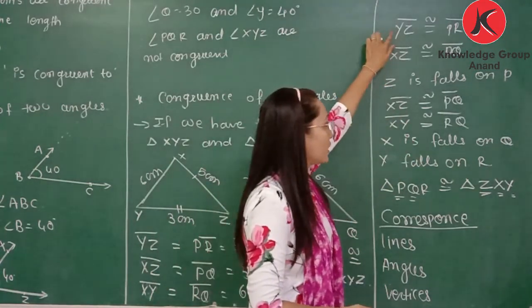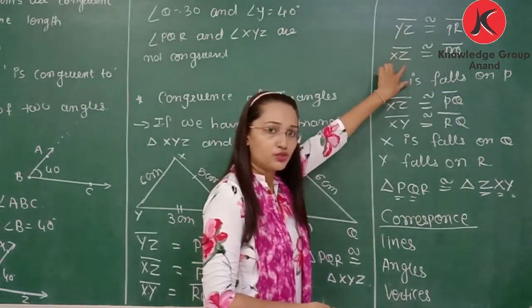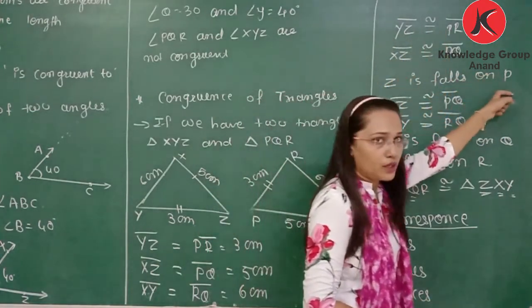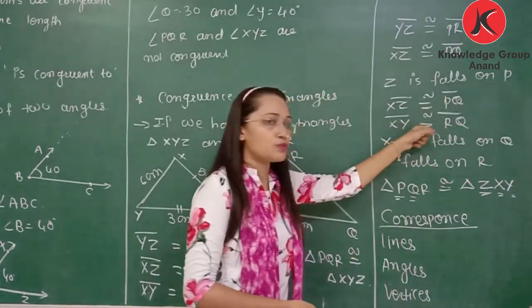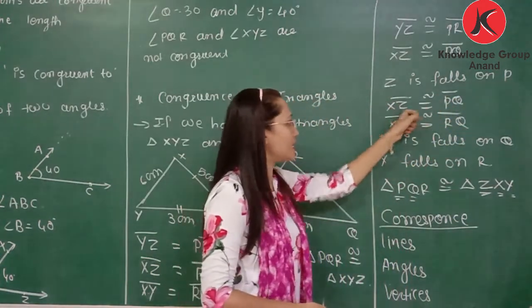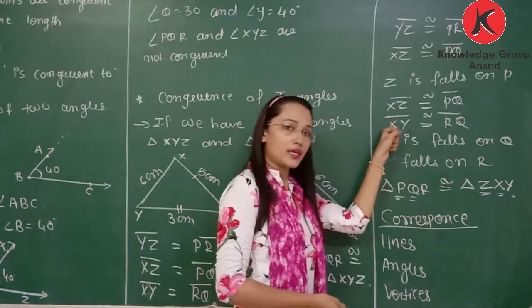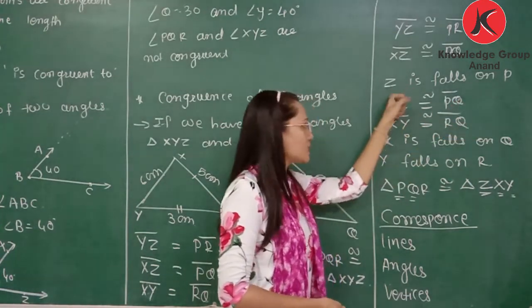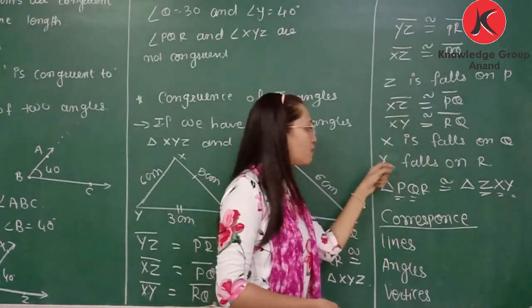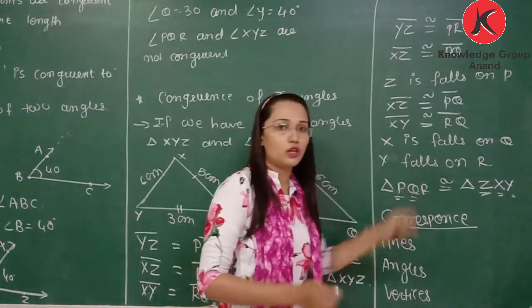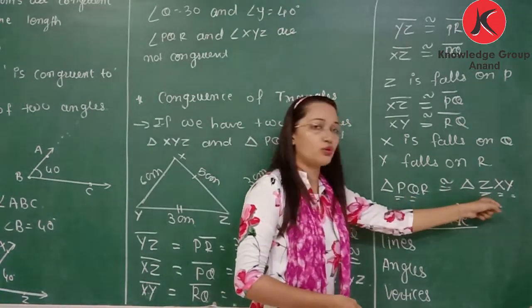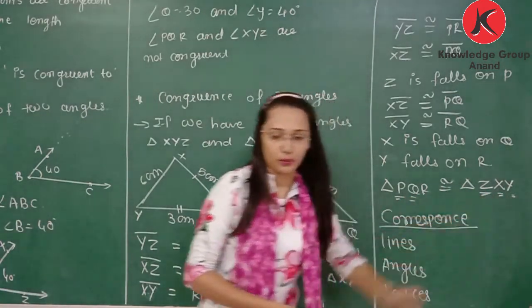So here Z is common in two lines, and here P is common. So Z will fall on P. If we take two corresponding lines, for example XZ and XY, here X is common, and here Q is common. It means X falls on Q and the remaining Y falls on R. So if we want to write the correspondence, PQR corresponds to Z, X and Y.